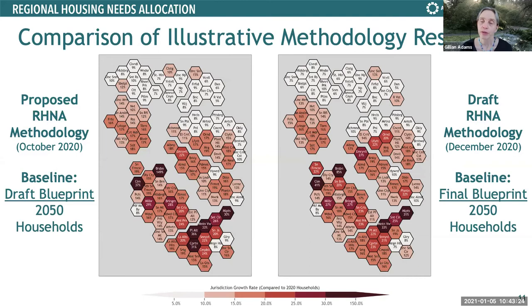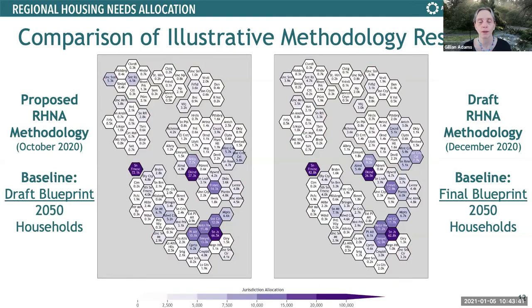It's important to note that the region as a whole will grow by 16% as a result of the regional housing needs assigned for this RHNA cycle by HCD. Therefore, any jurisdiction that receives less than a 16% growth rate is being asked to take on less housing than the regional average.